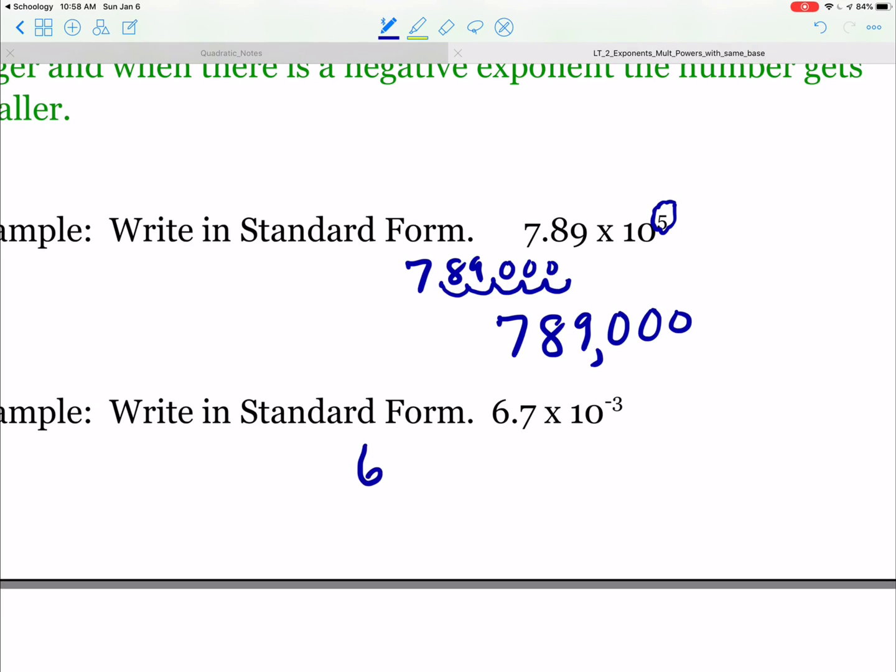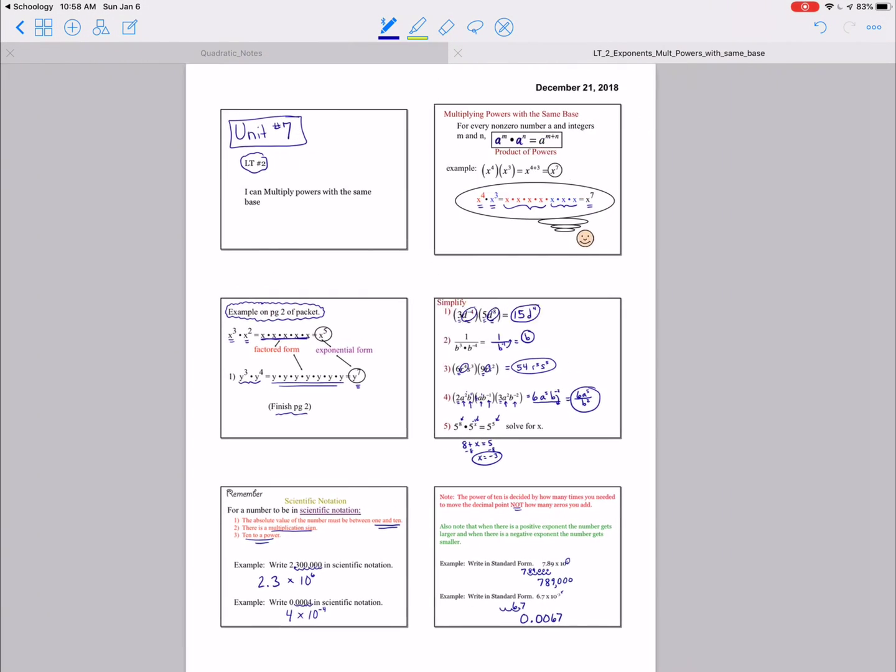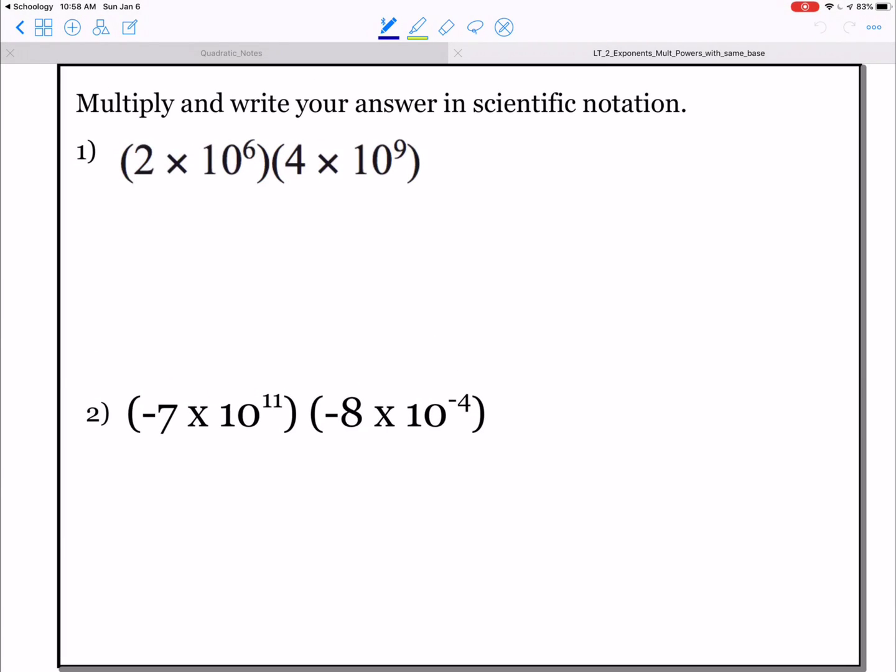Let's look at 6.7 times 10 to the -3rd. The negative tells me it's going to be a smaller number, so I'm going to move this decimal place to the left, 1, 2, 3. So it becomes 0.0067.